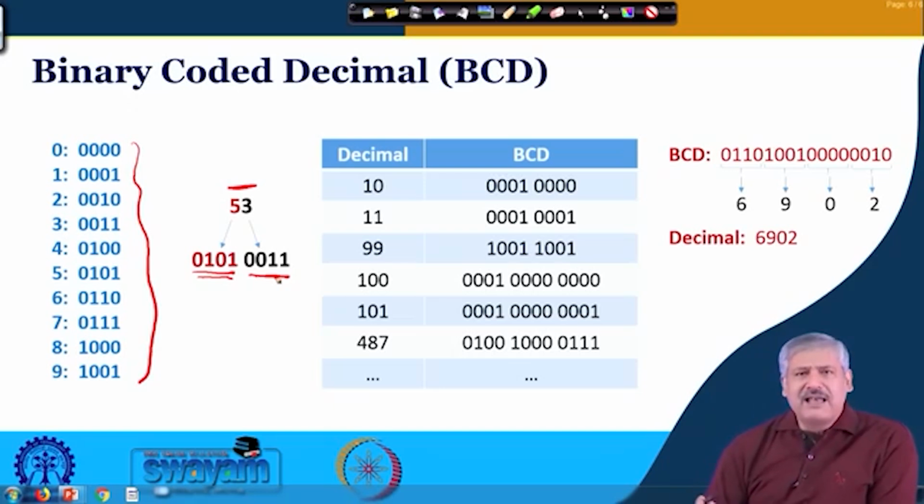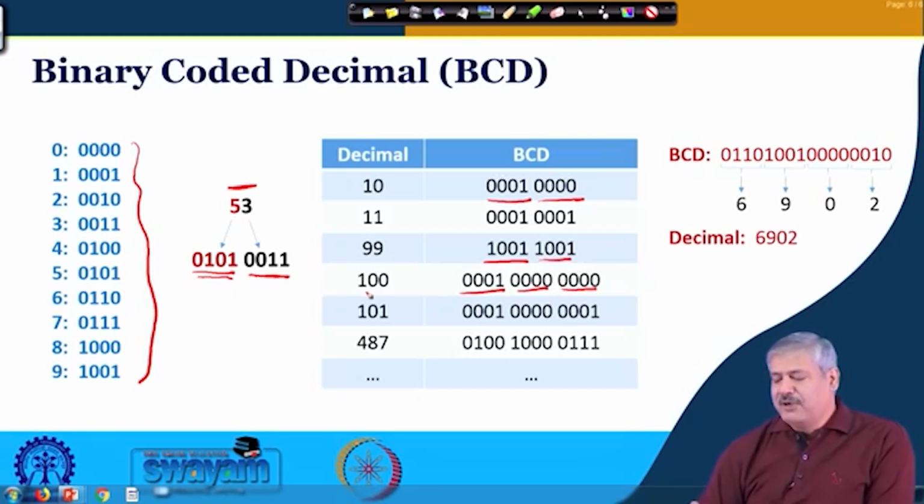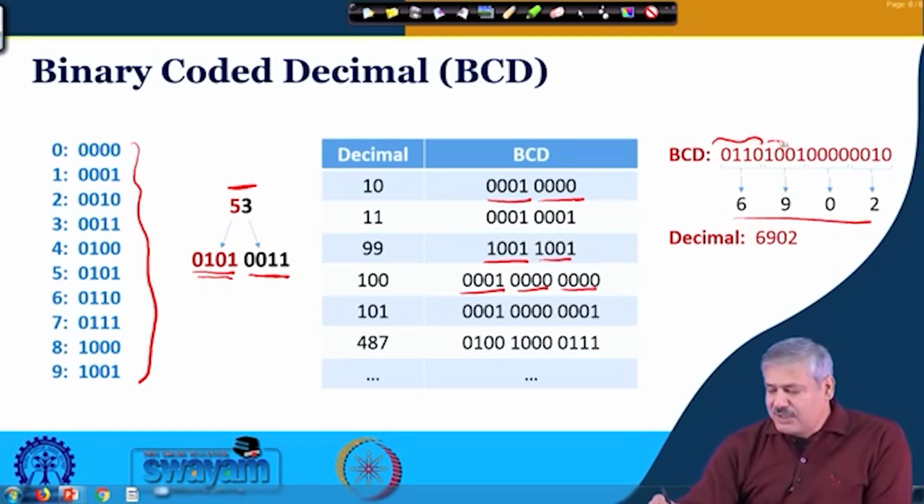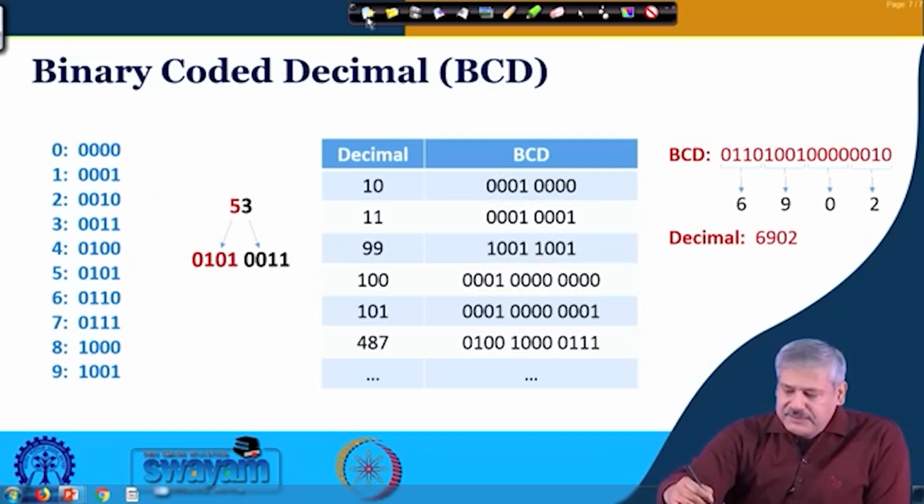If we look at some examples, 99 is 1001 1001, 100 is 0001 0000 0000. So, this is the way 12 bits will be required to represent 100. Similarly, if you are looking at 6902, a 4-digit decimal number getting represented, 6 will get converted to 0110, 9 is 1001, 0 is 4 zeros and 2 is 0010. So, this is the way you represent binary coded decimal, and we are talking about addition and subtraction of this kind of number representation. So, how do we do that?